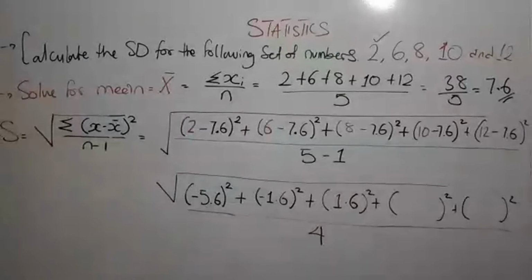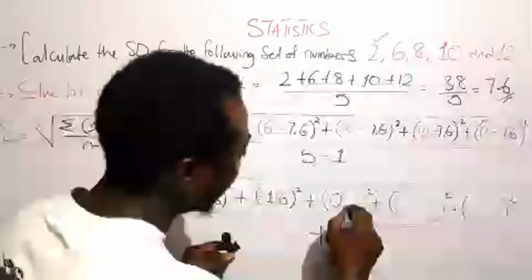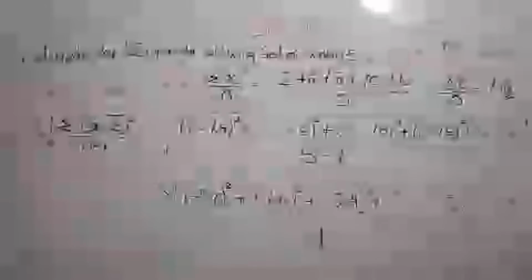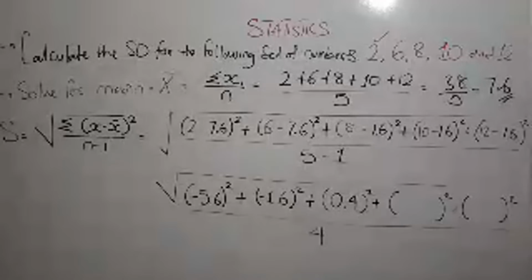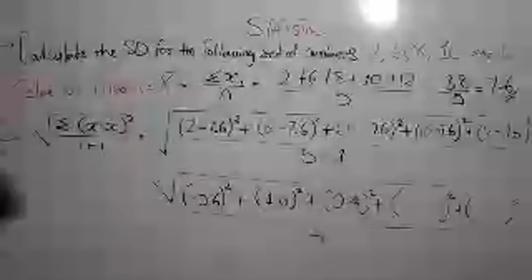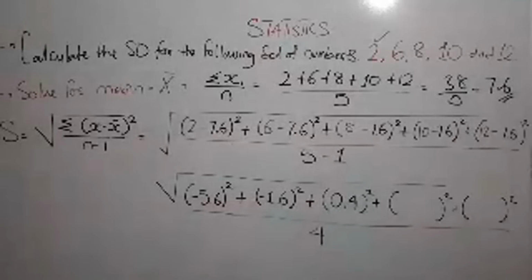Okay, now 8 minus 7.6 should give us 0.4, if I'm not mistaken. Right, so I'm just going to check again. 8 minus 7.6. That's 0.4. Please, let's confirm that again. So we have 10 minus 7.6. 10 minus 7.6 gives us 2.4.